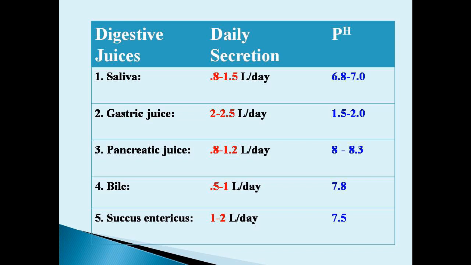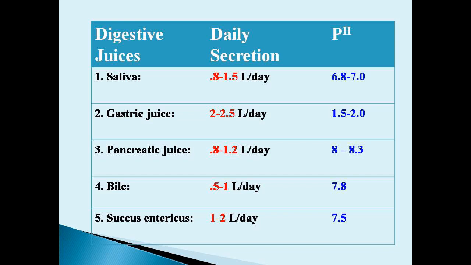Gastric juice daily amount of secretion is 2 to 2.5 liter per day, or 2000 to 2500 milliliter per day. pH value is 1.5 to 2, and this pH is highly acidic. Pancreatic juice 0.8 to 1.2 liter per day. pH value is 8 to 8.3, and it is an alkaline pH.